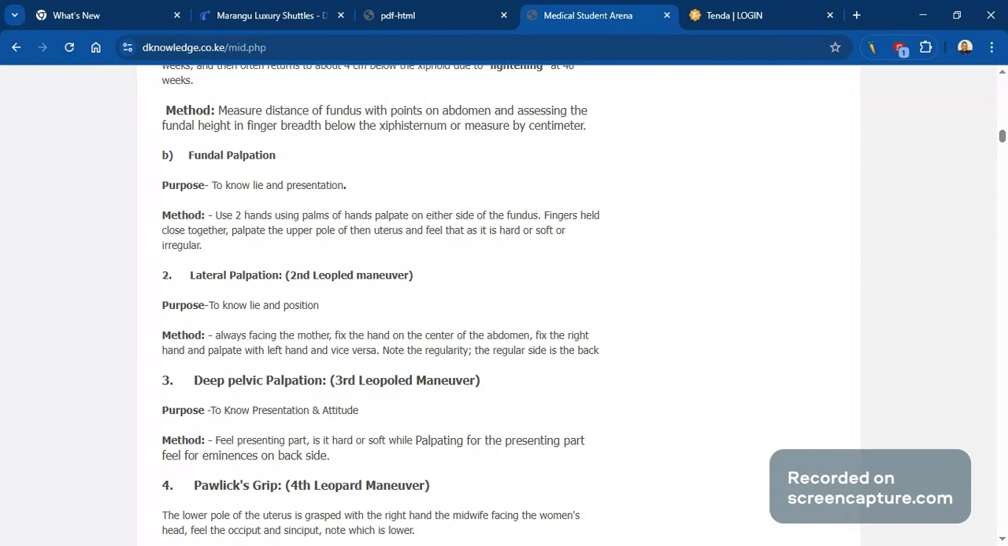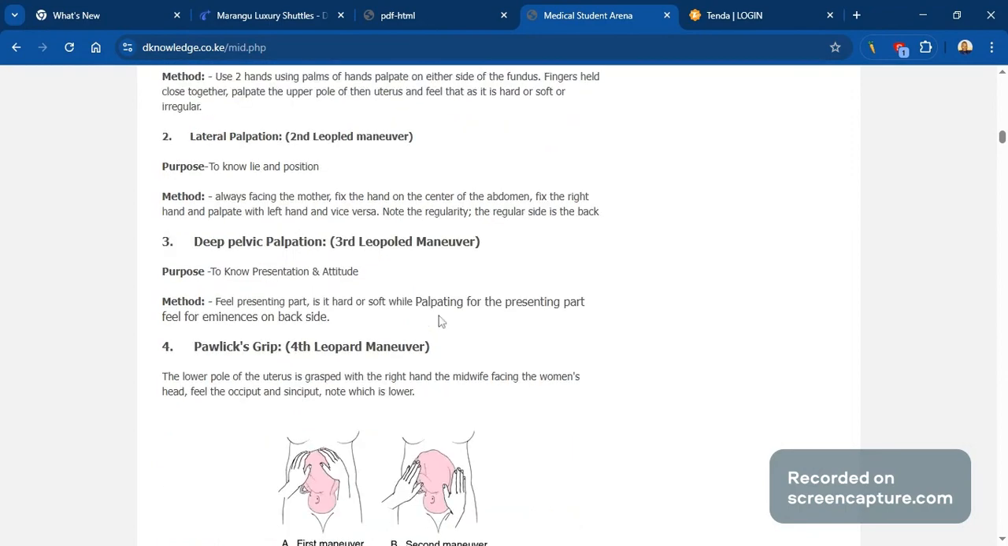Now, deep pelvic palpation. That is the third Leopold maneuver, to know the presentation and attitude. Feel the presenting part. Is it hard or soft? While palpating for the presenting part, feel for eminences on the back side. Pawlik's grip is the last one.